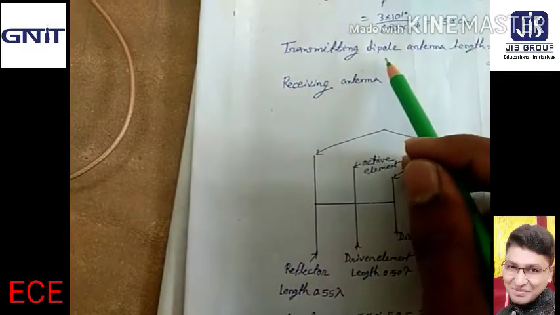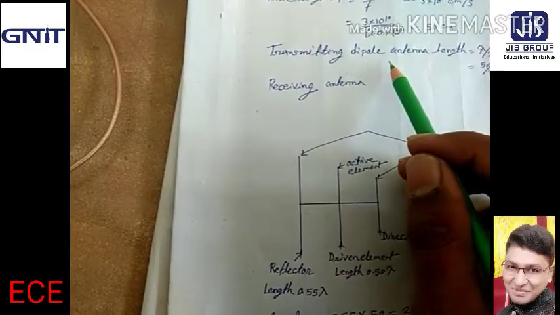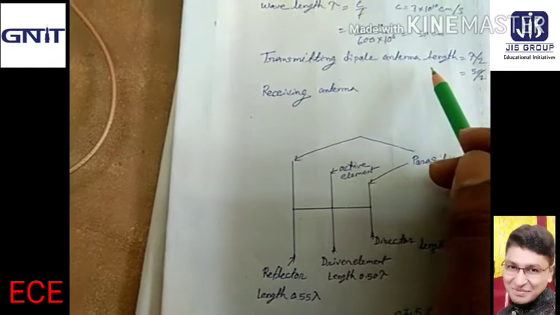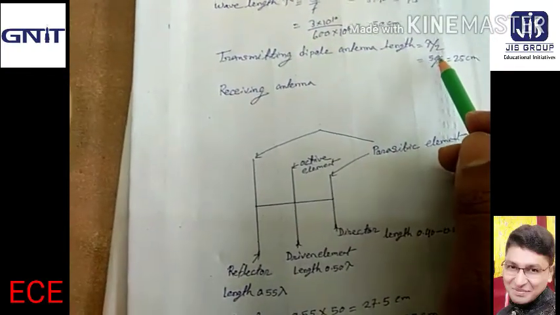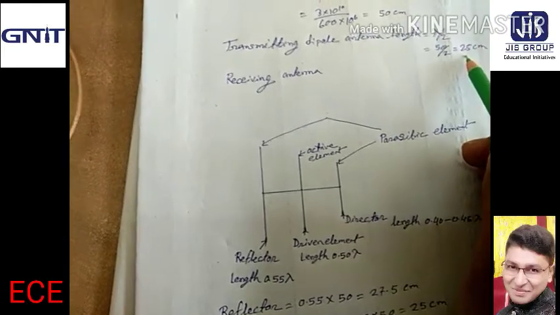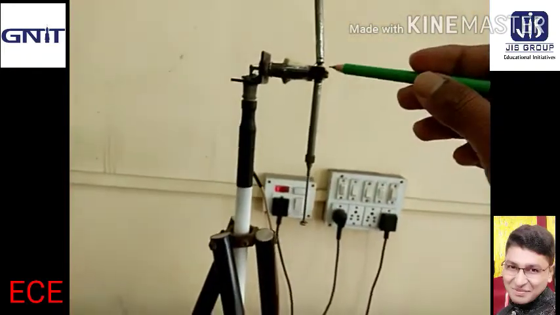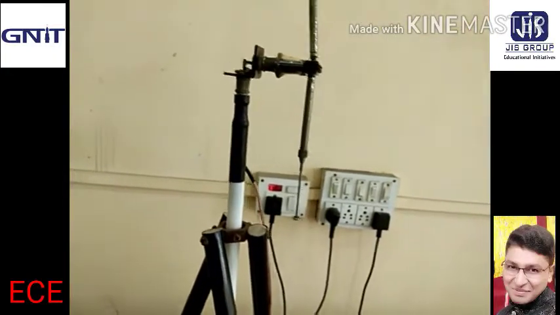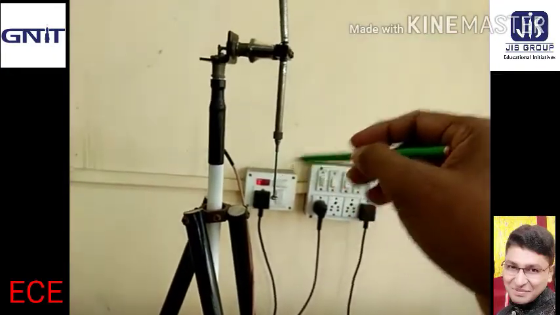Now the transmitting antenna is always a dipole antenna. Use this dipole antenna, and the antenna length is lambda by 2, or 25 centimeter. The feed is 1 centimeter. This is our transmitting antenna. The feed is 1 centimeter, each side is 12 centimeter and the other side is 12 centimeter. Total is 25 centimeter.